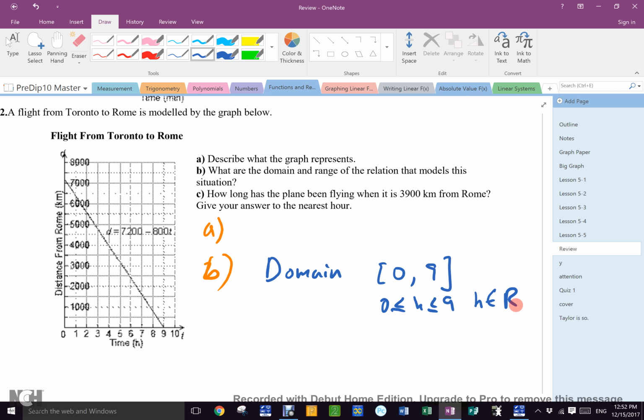Because every single value is there. The plane never disappears. You always have to write that. Future, maybe next year in IB you might.